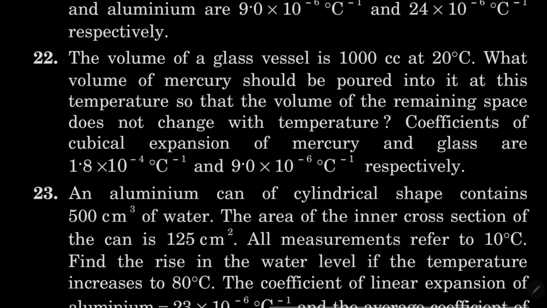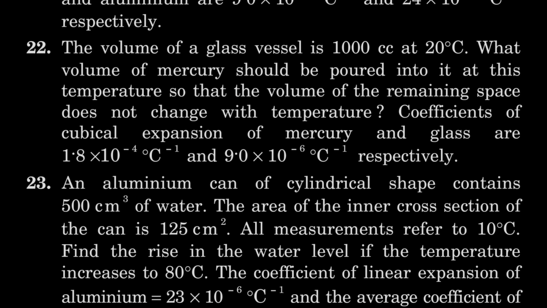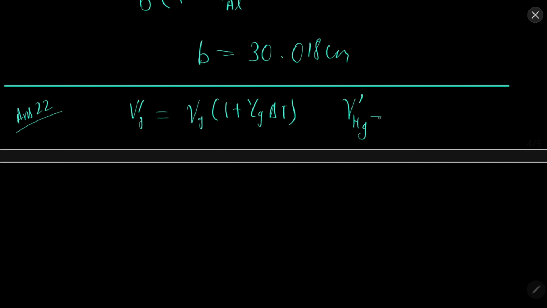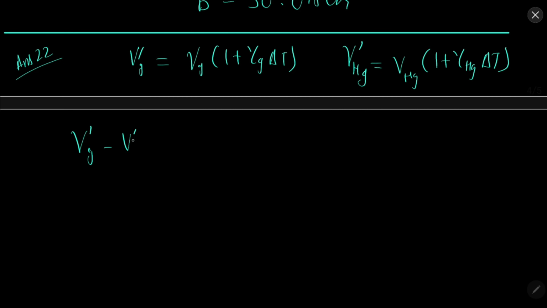In question 22, the volume of a glass vessel is given. What volume of mercury should be poured into it at its temperature so that the volume of the remaining space does not change with temperature? Solution 22. In this scenario, the volume of glass minus the volume of mercury, so subtracting them, we get this.